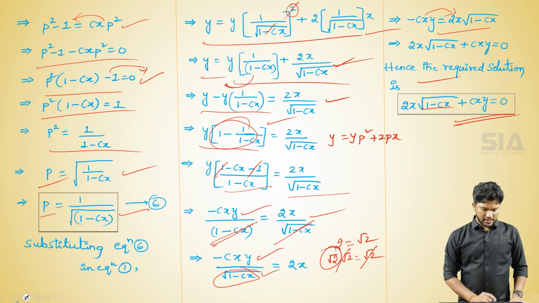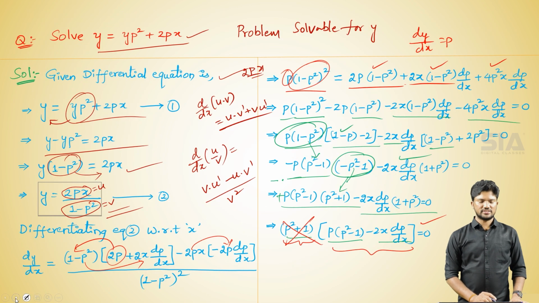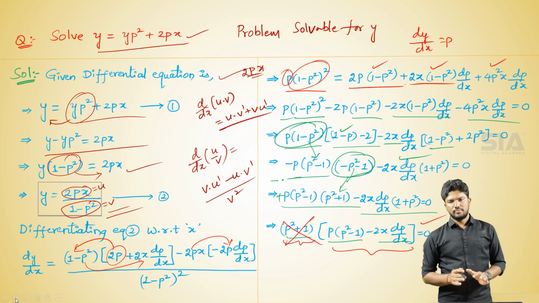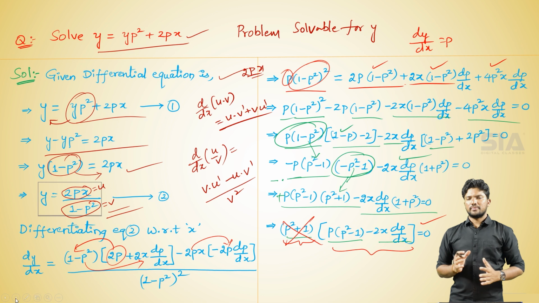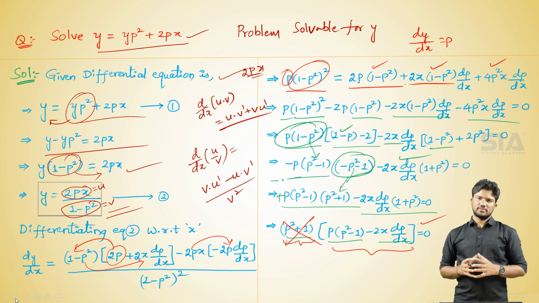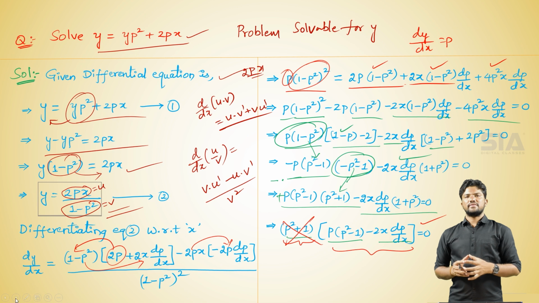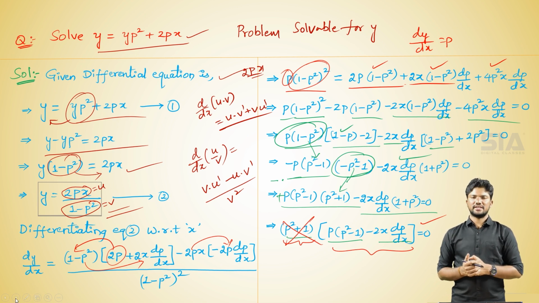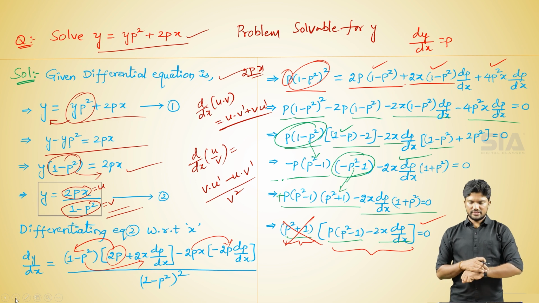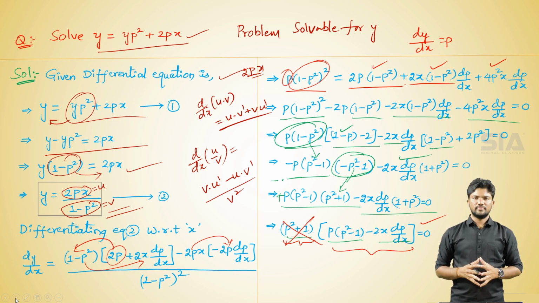This problem is repeated so many times in the examination, especially solvable for y problems. There are several problems in your material and question bank. Out of all problems, this problem is very important. Why? Because it has a long process. You already experienced that explanation. So this is the total explanation of this problem. I hope you understood this problem very well.